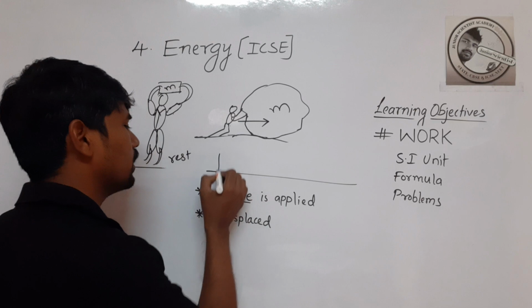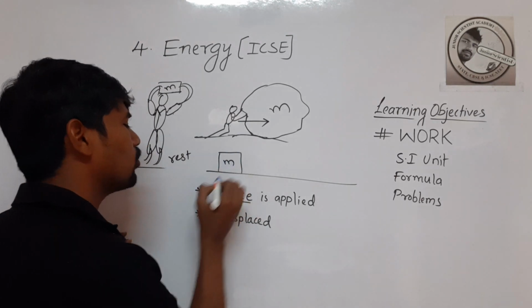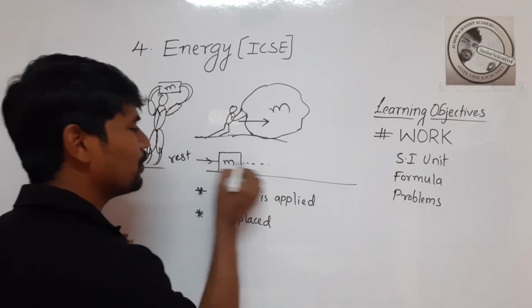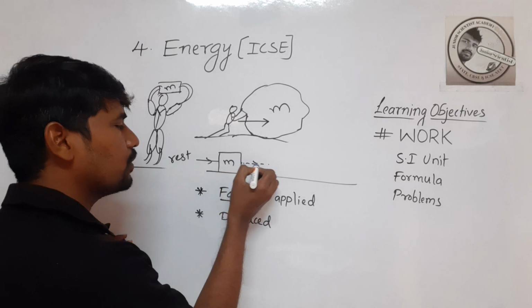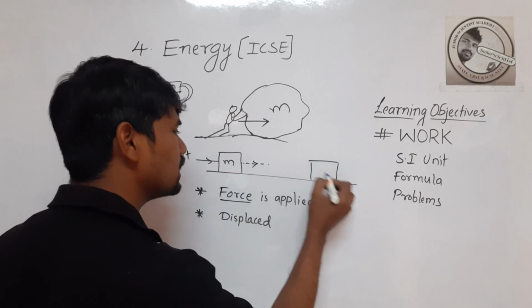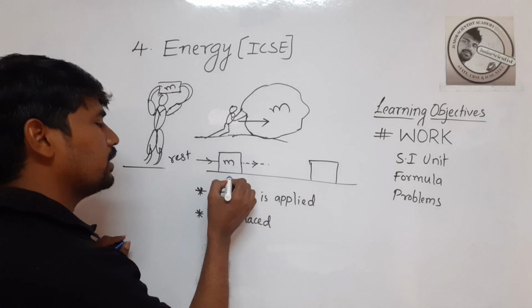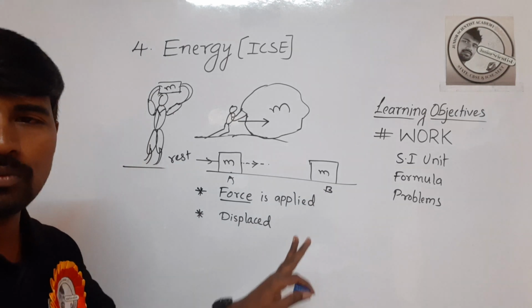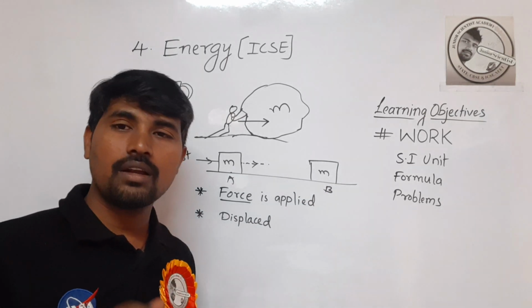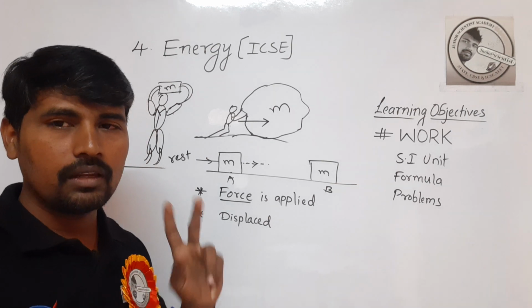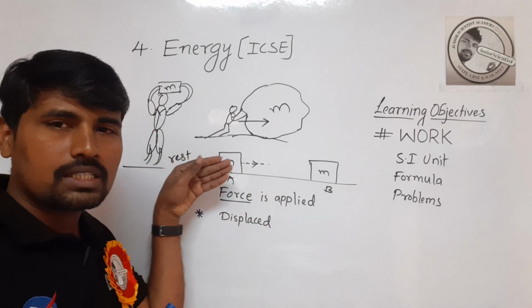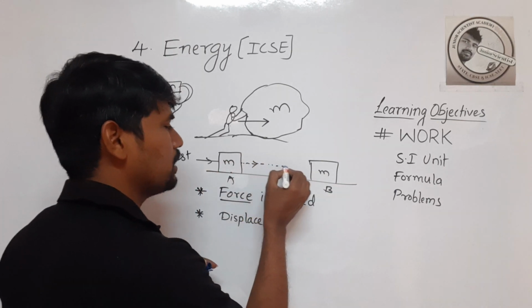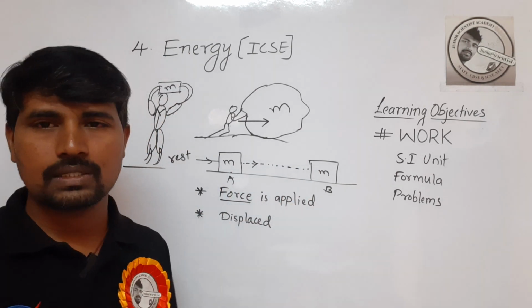Here also I am giving the diagram. The object has mass m. Force is applied in this direction. In the direction of force, the object is displaced from point A to B. Then work is said to be done. Two things must happen here: the object must move, must be displaced, in the same direction in which the force is applied, A to B displaced.